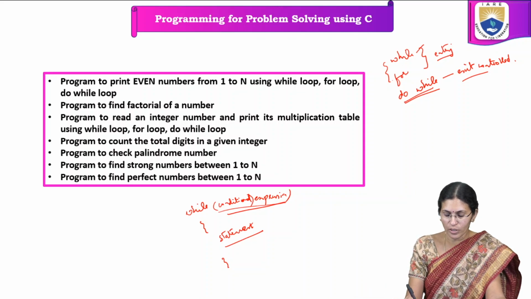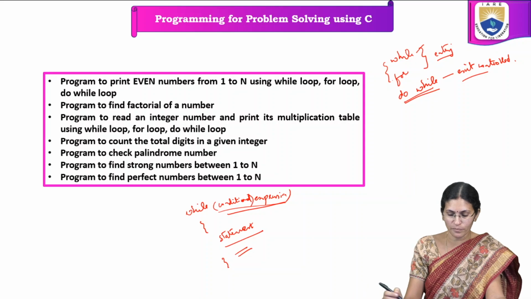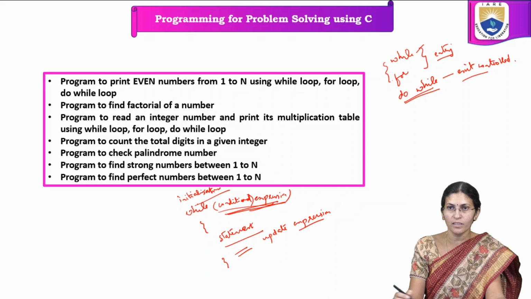Now similarly for loop also. Coming to any loop, there are three important aspects you need to write in a program. First, an initialization expression is required. Then we write the conditional expression, and inside the loop we write the update expression. For any loop you consider, these three expressions are important.